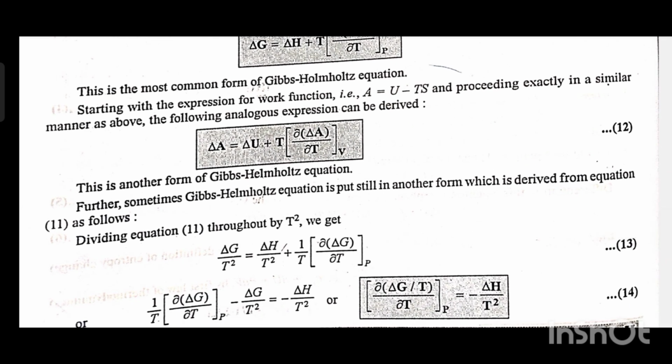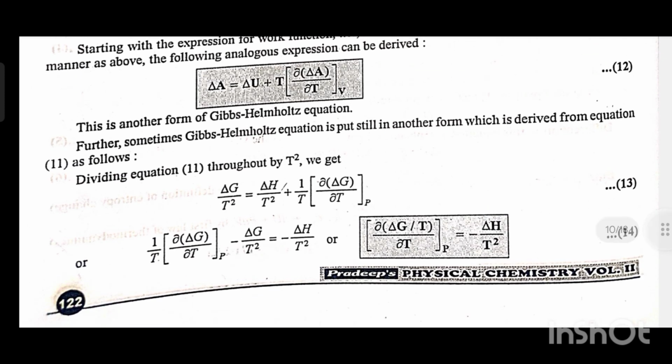Starting with the expression for the work function, that is A = U - TS, and proceeding exactly in a similar manner as above, the following analogous expression can be derived. ΔA = ΔU + T[(∂ΔA/∂T)] at constant V, that is equation 12. This is another form of Gibbs-Helmholtz equation.